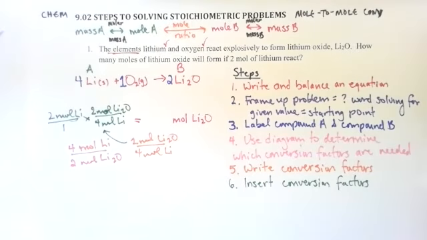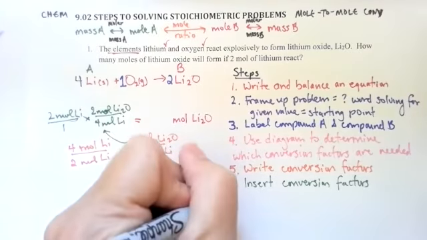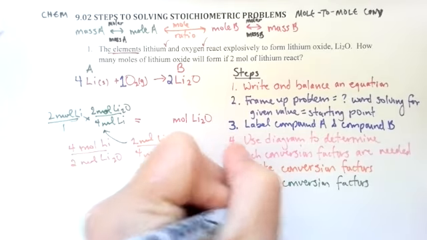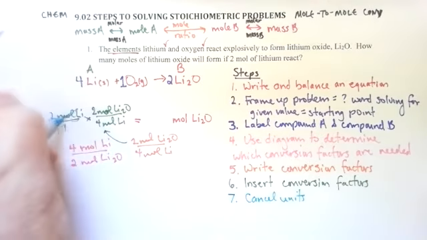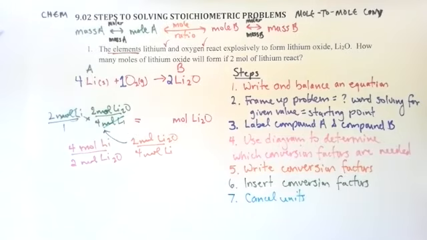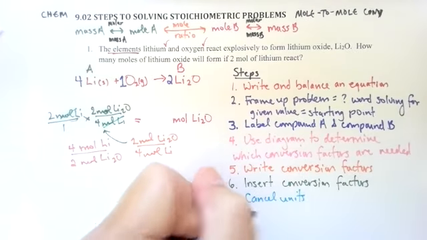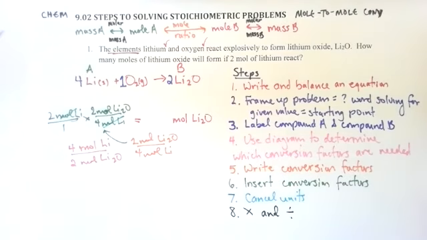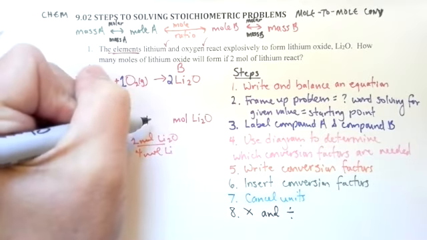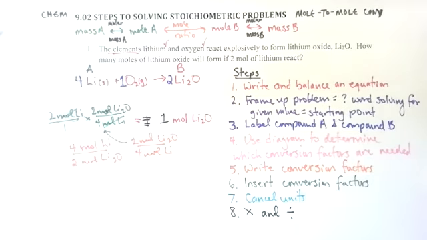It's multiplied. And now the rest of this should feel pretty familiar because we've done all of this before. We're going to cancel our units. Moles of lithium cancels, moles of lithium. And finally, let's see, what color haven't I used yet? We're going to multiply and divide. We've got 2 times 2 divided by 4, and that's going to give us 1 mole of lithium oxide.